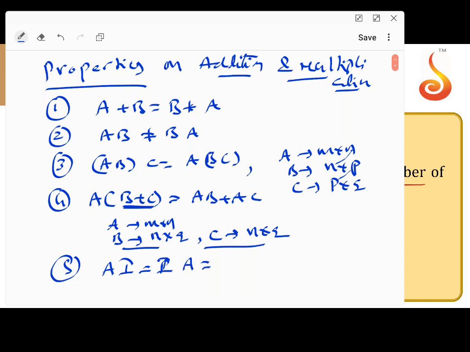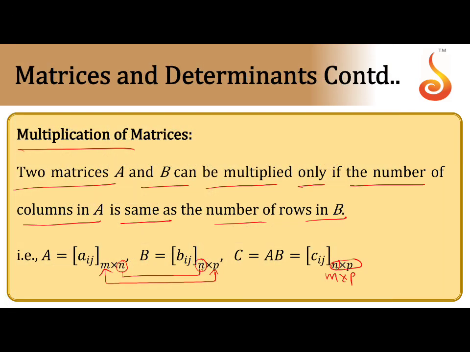So next case, AI equal to IA equal to A. In this case, AI equal to IA equal to what? A. But here it is a commutative property, but in this case, it's not commutative. This case, it's a commutative property. So these properties you have to remember with respect to addition and multiplication. I hope that's clear. These are extra points which are helpful for solving problems.